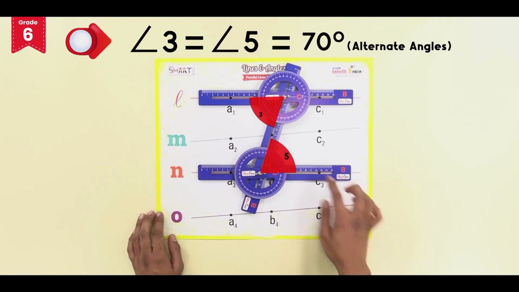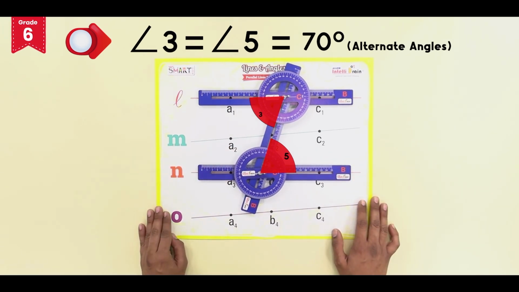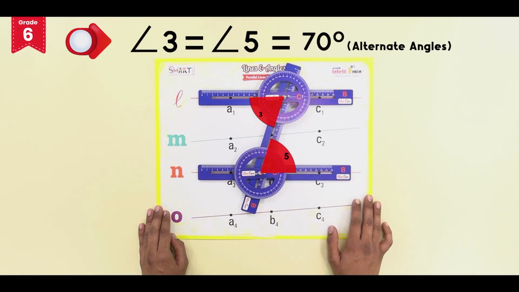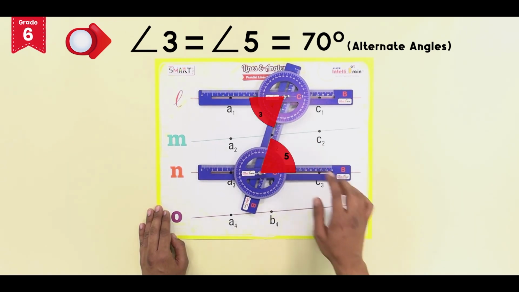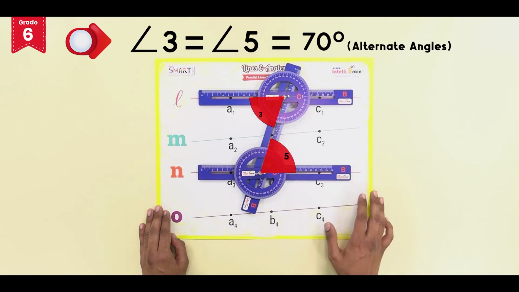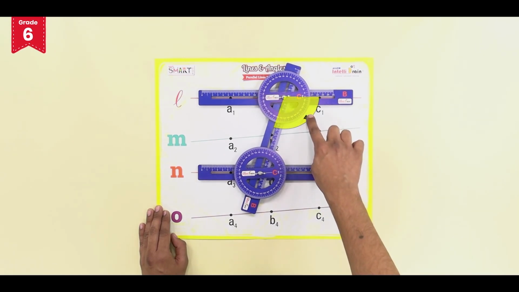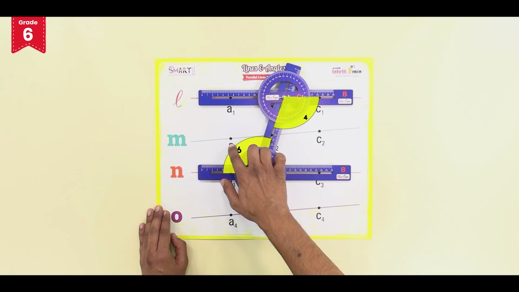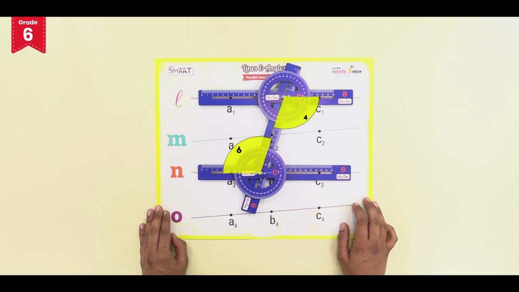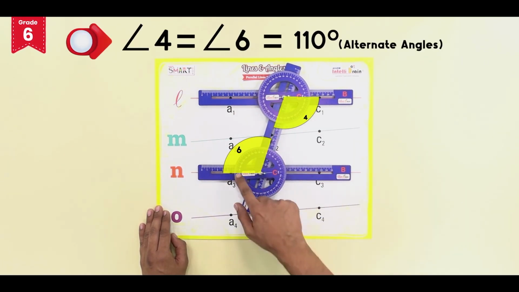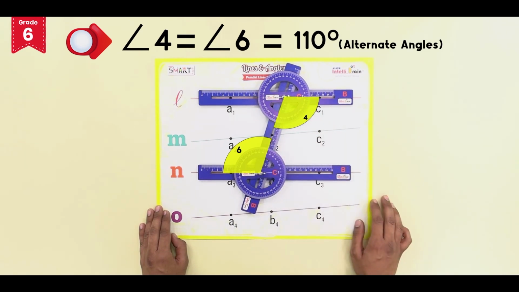Angle 3 and angle 5 are called alternate angles, which lie on the opposite sides of the transversal. The measures of the alternate angles made by a transversal line crossing the two parallel lines are equal. And similarly, angle 4 and angle 6 also make a pair of alternate angles and will be equal in measure.